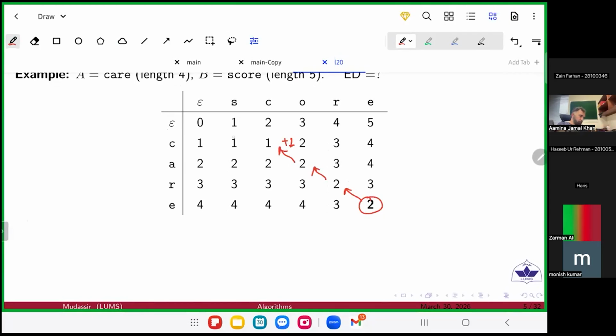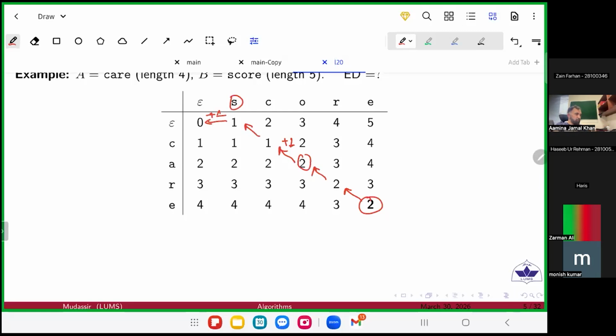This must be this one, and this is 1, so this must be this plus 1. Okay, right? So that's the way you figure out how to transform one string into another: you insert this character S, then you replace this character A with O, and that's all. That's how you get the string.